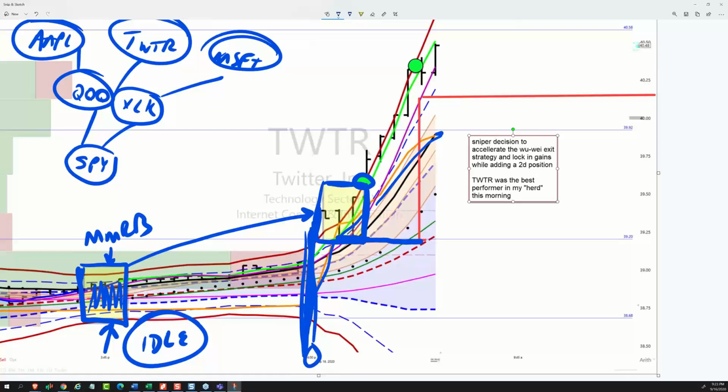And now, at this point, I made a sniper decision to accelerate the Wu-Wei exit, which really would not occur until the PSAR dots had passed. I get 3 PSAR dots passed. So the regular Wu-Wei exit would be here, and then zoom up to here, and then lock it in.